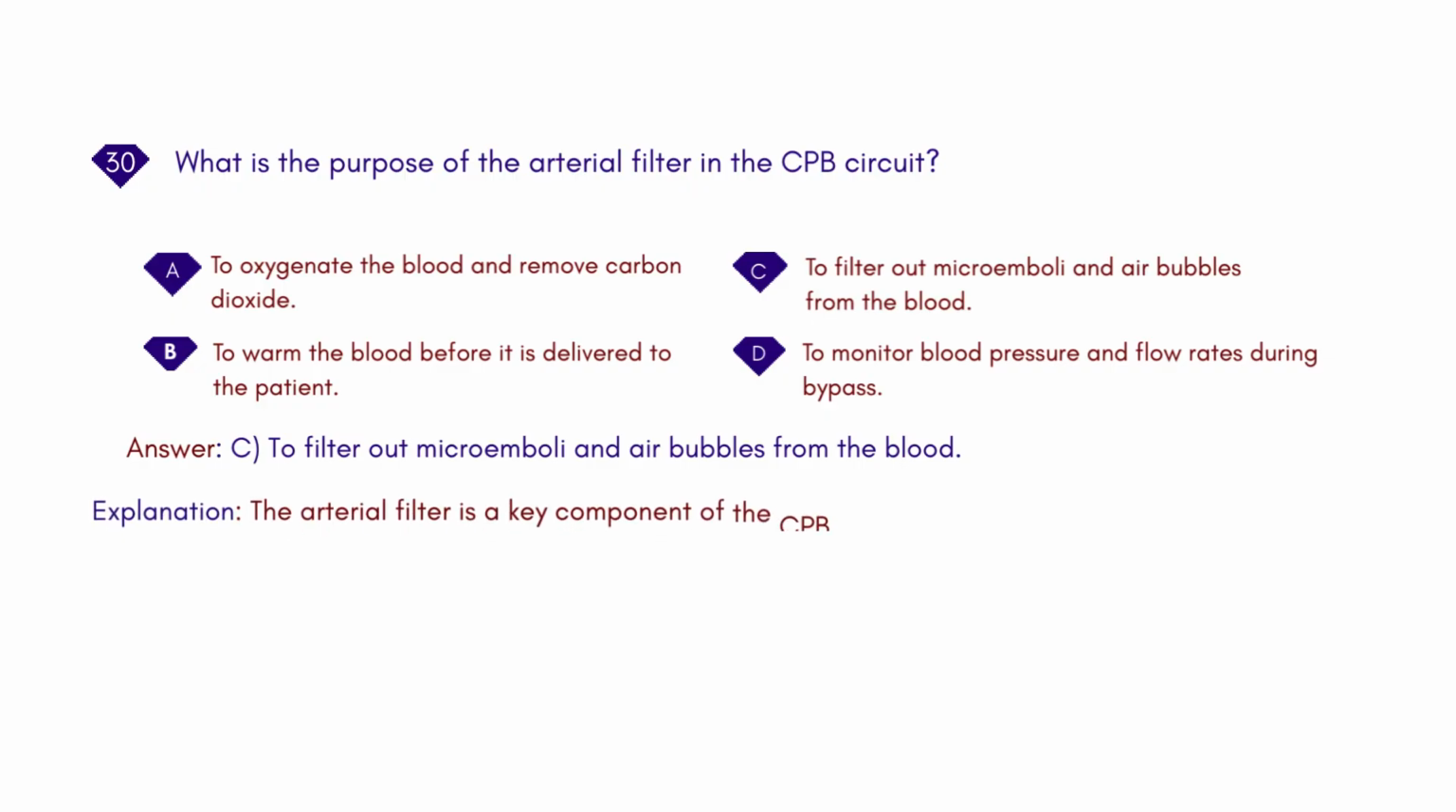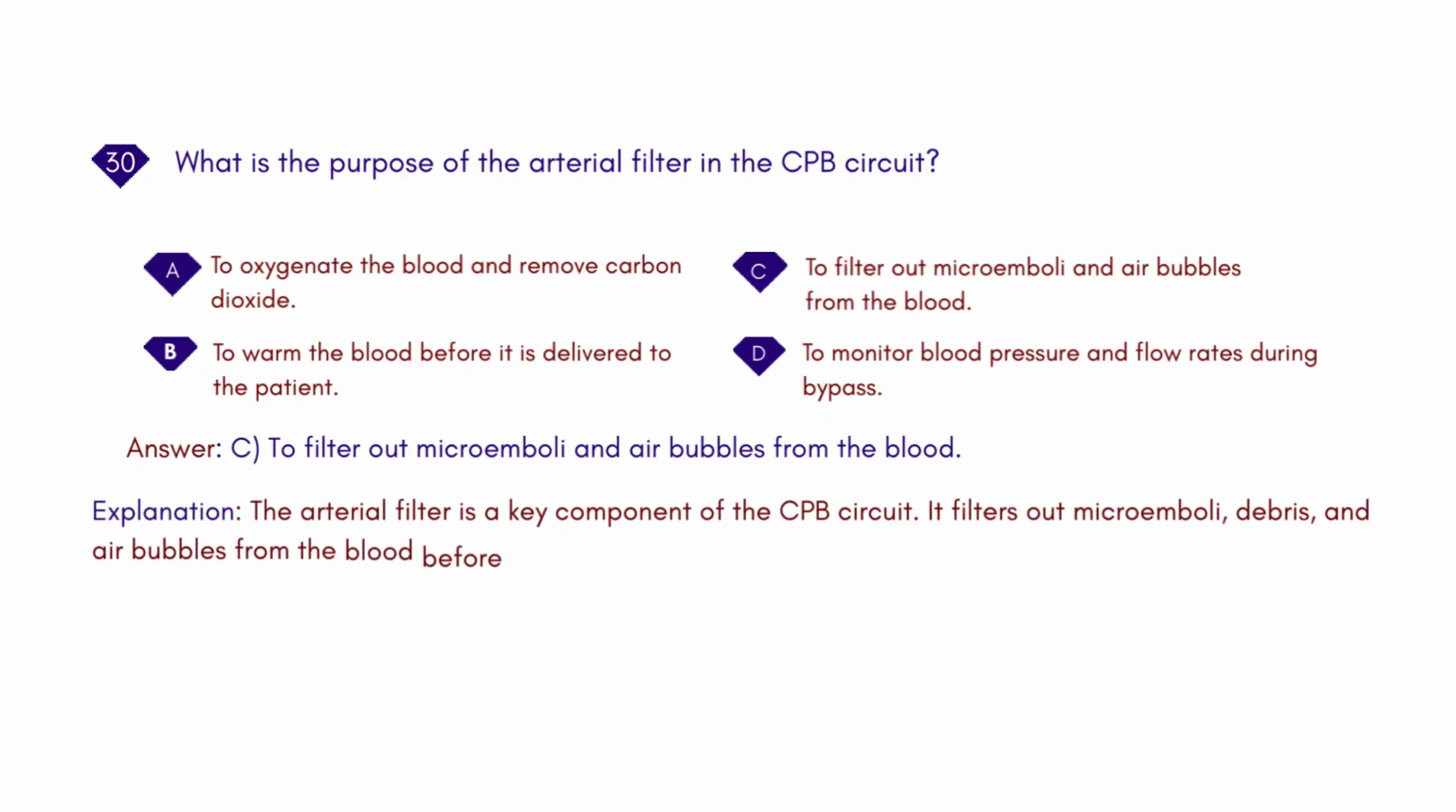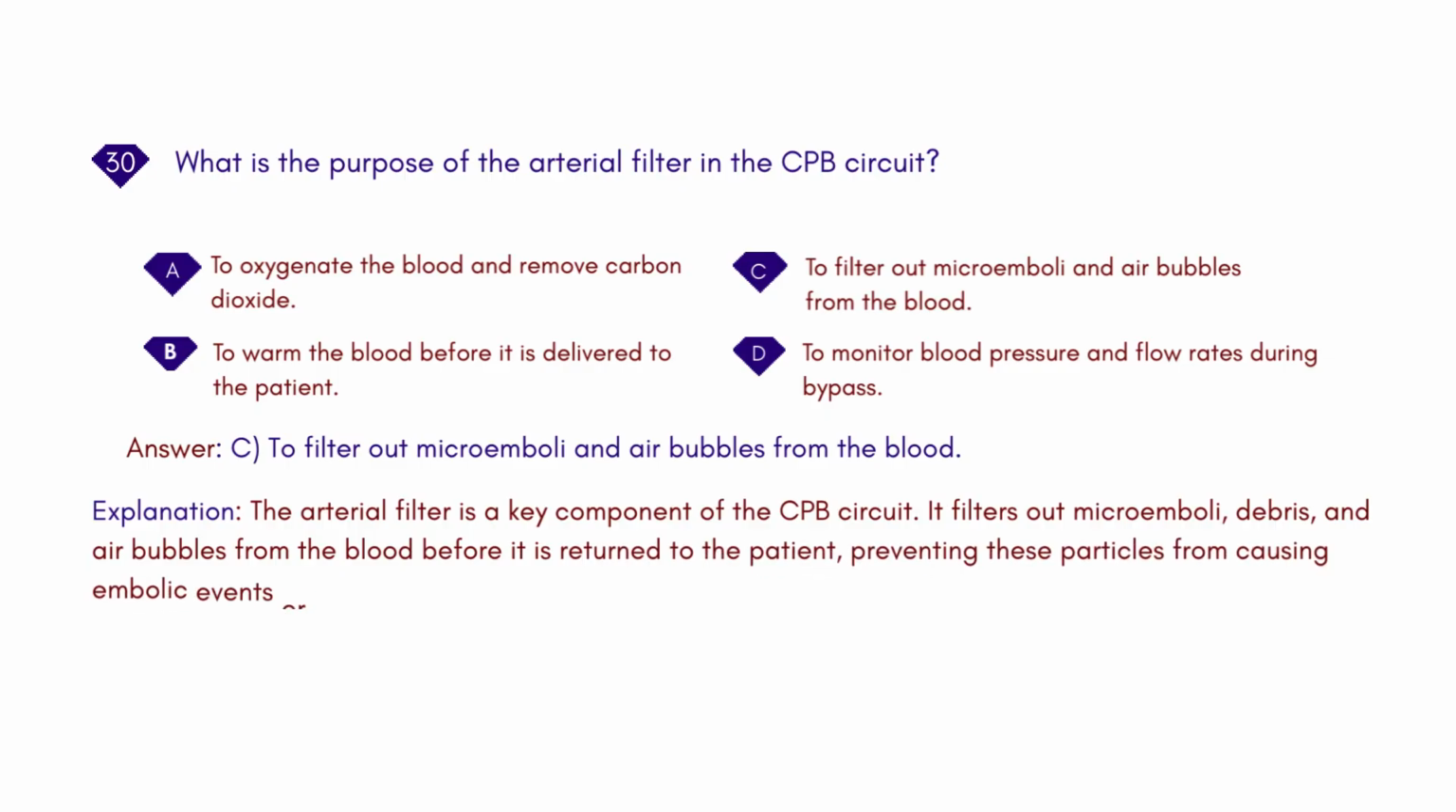Explanation: The arterial filter is a key component of the CPB circuit. It filters out microemboli, debris, and air bubbles from the blood before it is returned to the patient, preventing these particles from causing embolic events or organ damage.